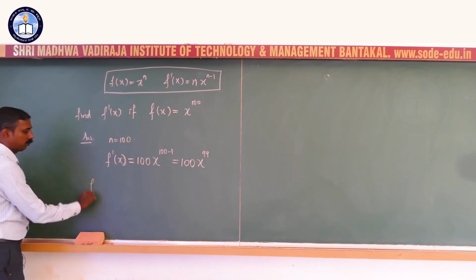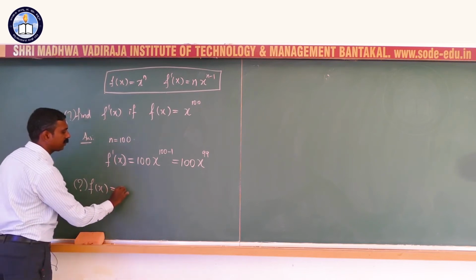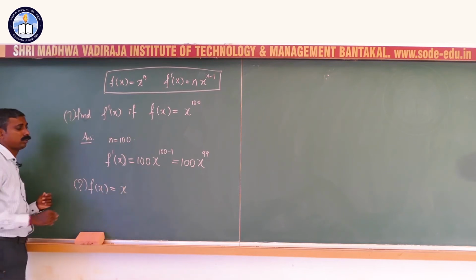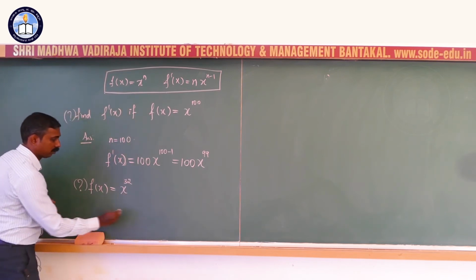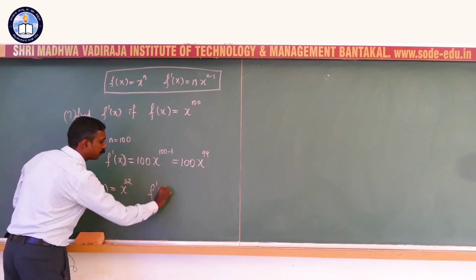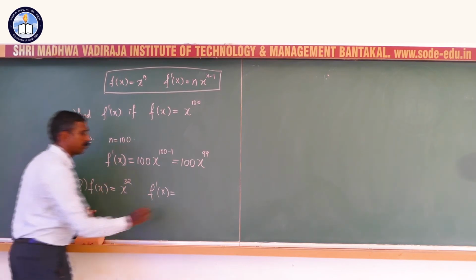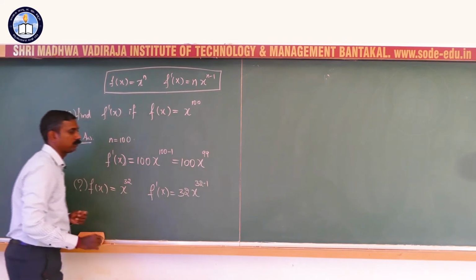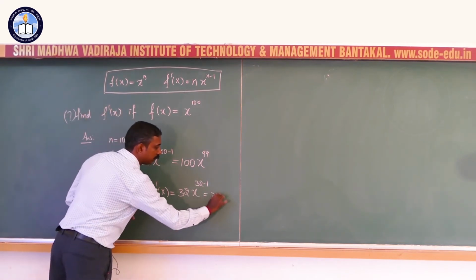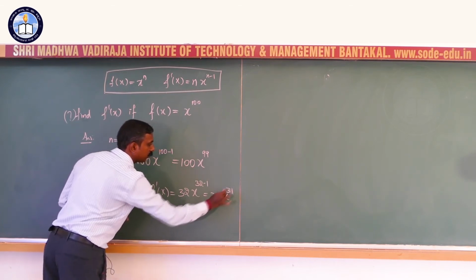Okay, next question. f of x is equal to, let us take any number, like x to the power 32. What will be the f dash of x? Immediately we can write f dash of x is equal to, n is equal to 32, therefore it is 32 x to the power 32 minus 1. Otherwise, this is 32 into x to the power 31.